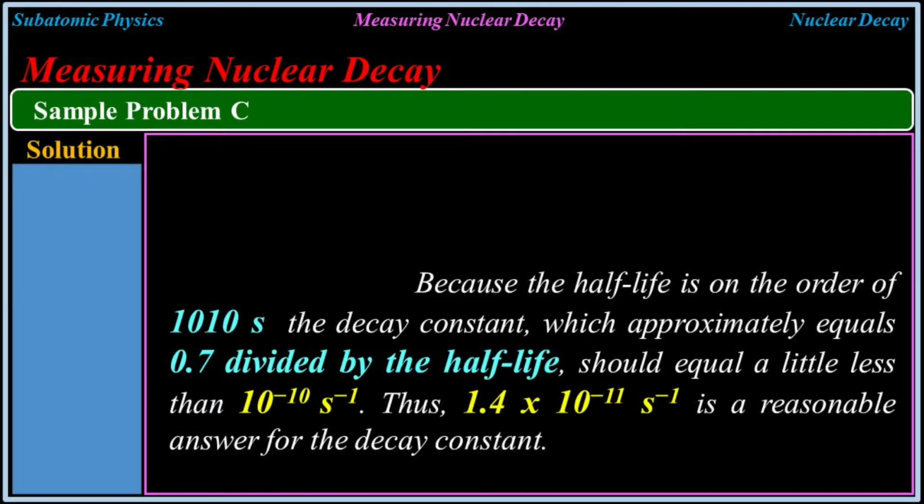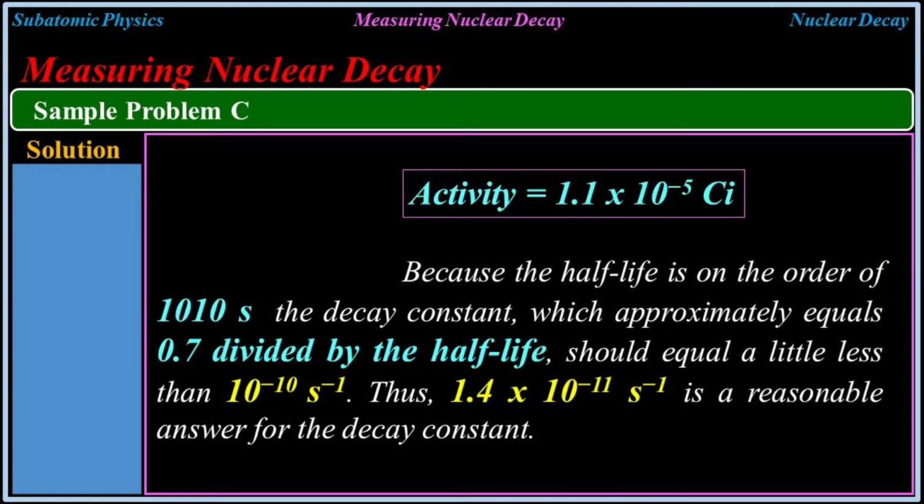Because the half-life is on the order of 10 to the 10 seconds, the decay constant, which approximately equals 0.7 divided by the half-life, should equal a little less than 10 to the negative 10 seconds to the negative 1. Thus, 1.4 times 10 to the negative 11 seconds to the negative 1 is a reasonable answer for the decay constant. So the activity is 1.1 times 10 to the negative fifth curies.